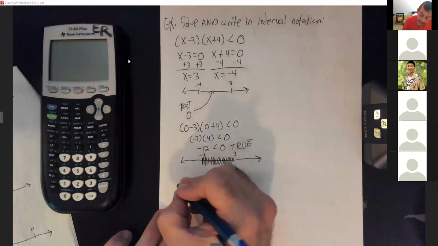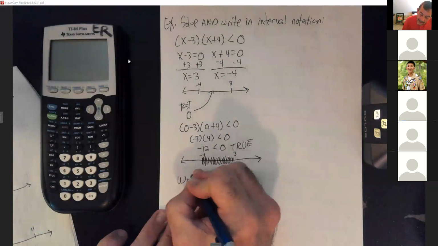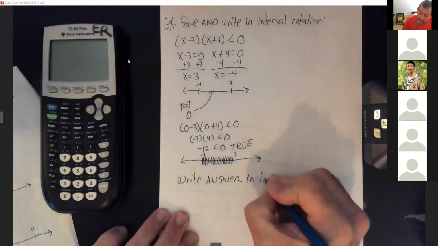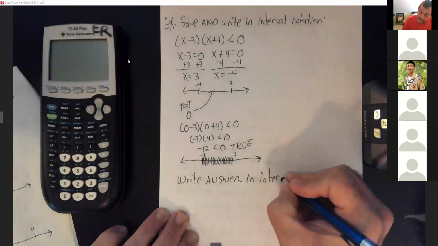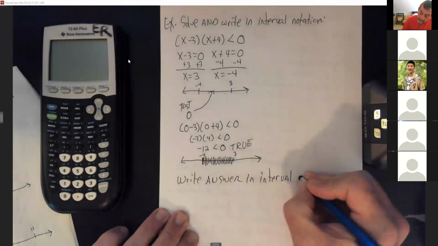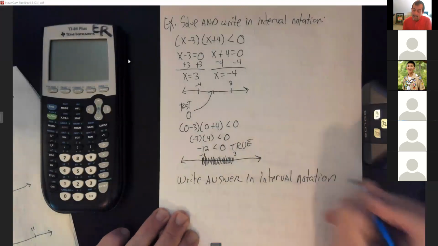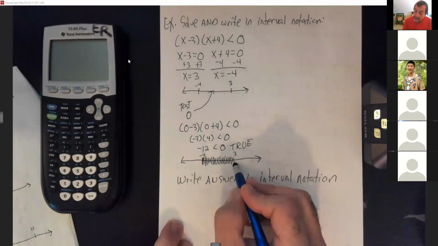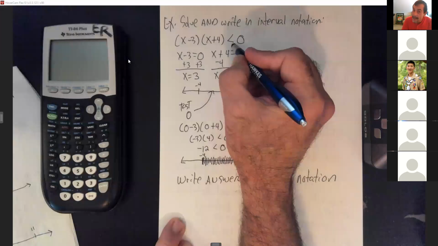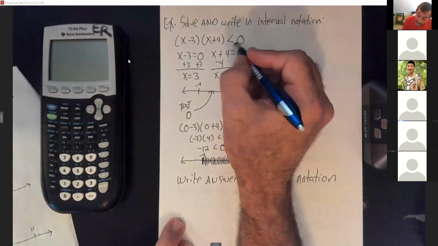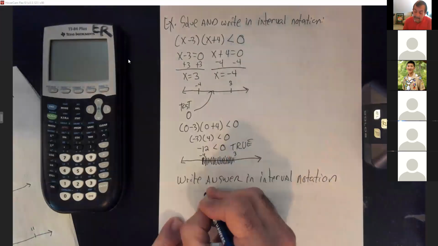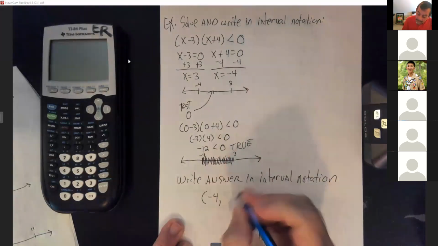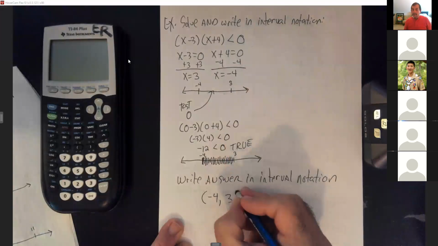Now, write the answer in interval notation. Well, remember, when we shaded the middle, it went from that number to that number, and that less than does not have equals under it, so these will be in parentheses. So parentheses negative 4 to positive 3, and then close parentheses.